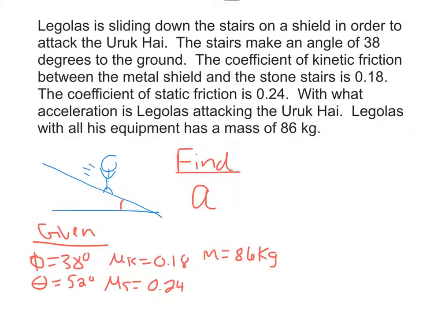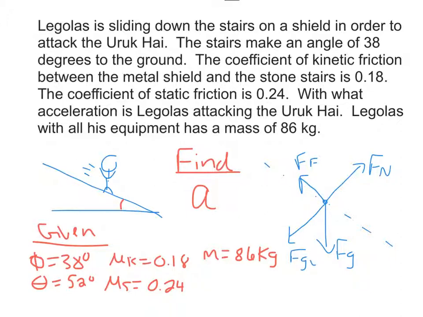Okay, so we want to draw a force diagram for Legolas. Here's our surface. We've got FG going straight down, FN going up. He's got a frictional force parallel to the incline. And then if we break apart FG, we have FGY and FGX.